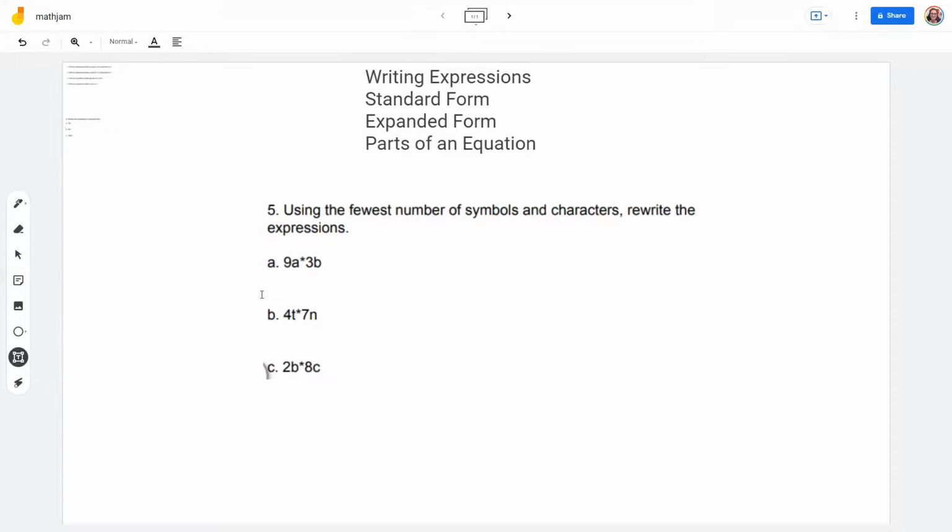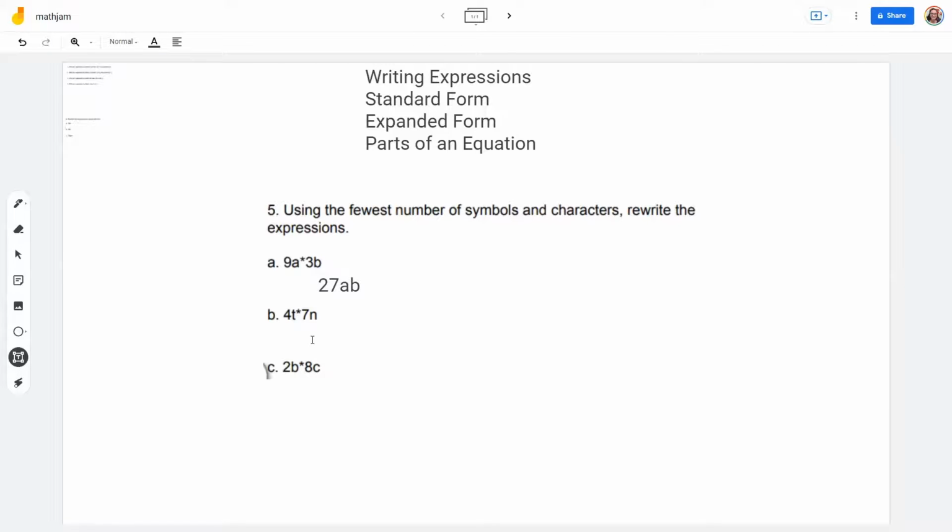Well, let's start with this 9a times 3b. Well, we don't know what the a and b equal, but what's 9 times 3? Isn't that 27? So we could say 27. Then we could say times a and b. Now remember, when your letters are right next to each other, right next to numbers, you don't have to write multiply because we know to do that. So we'd have 27ab.